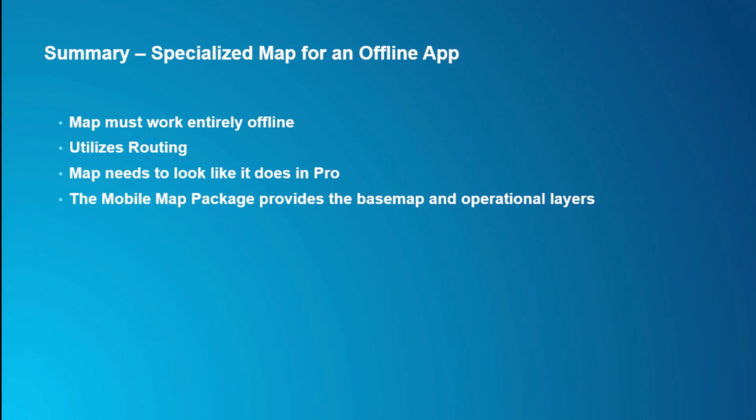Cool. Thanks, Lucas. So Lucas created a map that must work entirely offline. He needed routing, he needed geocoding, and he needed his map to look like Pro, so he used a mobile map package.